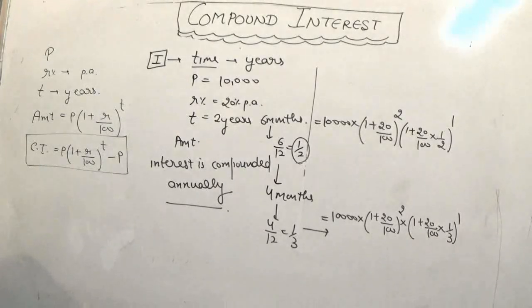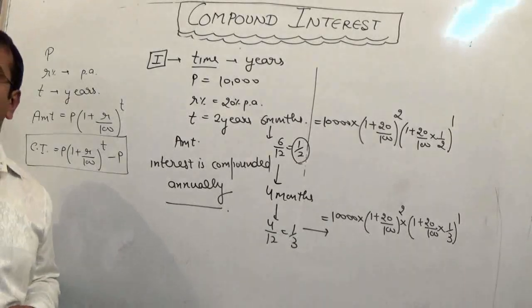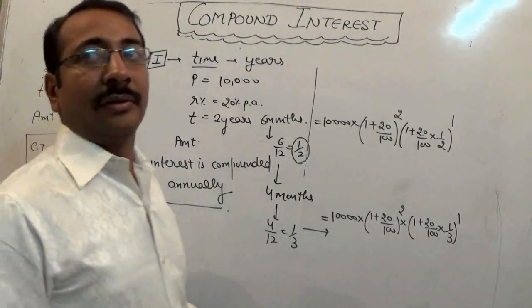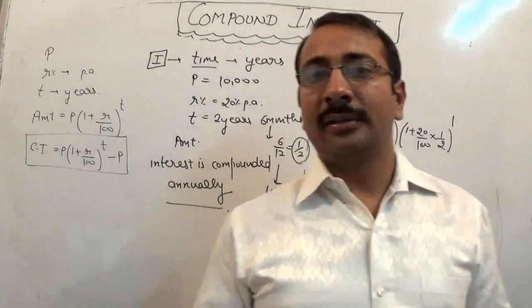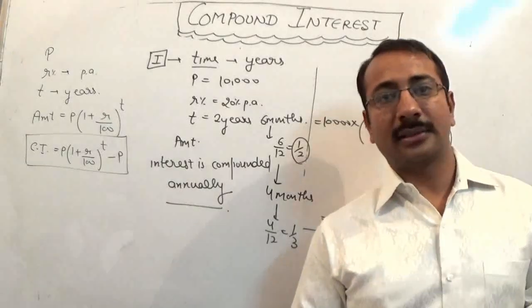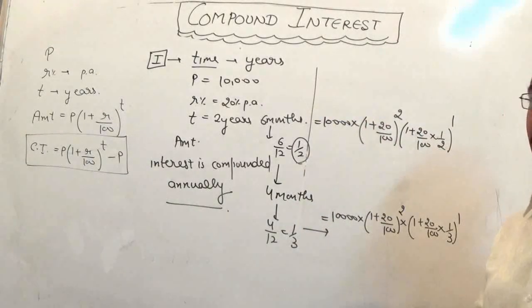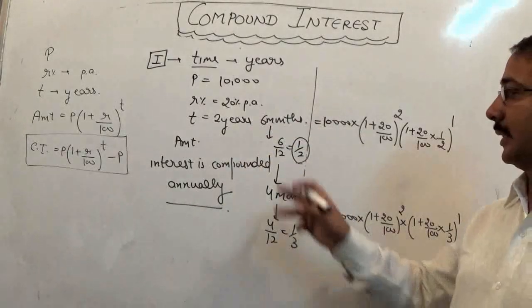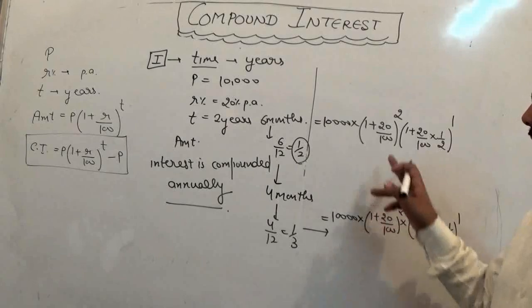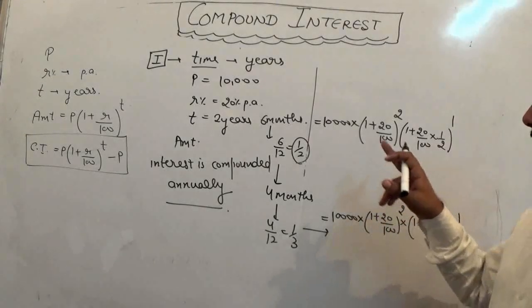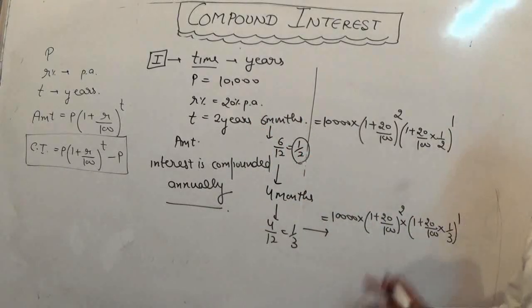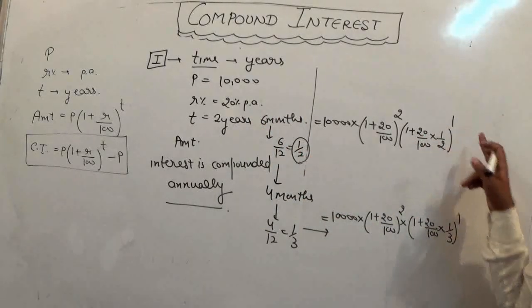In compound interest, the rate of interest is given per annum in every question. When the time is not given in years but in years plus months, how will you deal with these questions? You simply make it t equal to 2 years and 6 months. So I make it 6 upon 12. 2 years will be complete, and now I have 1 by 2 year, so I will convert my rate of interest 20% to half: 1 plus 20 upon 100 into 1 by 2, with power 1.